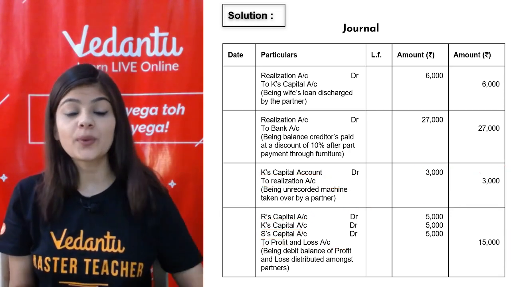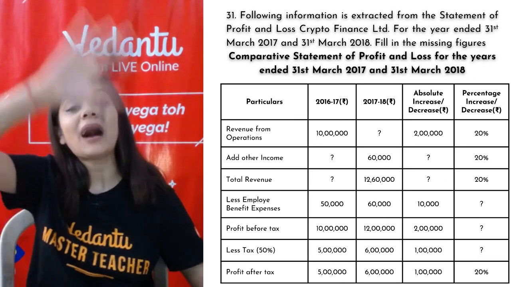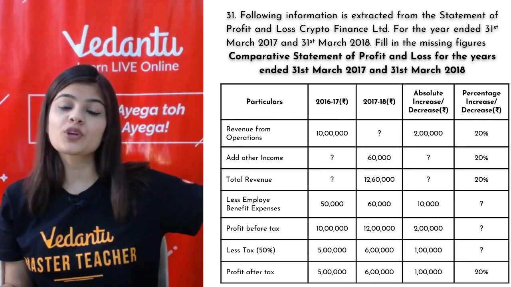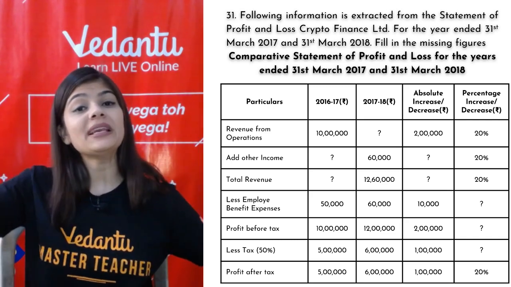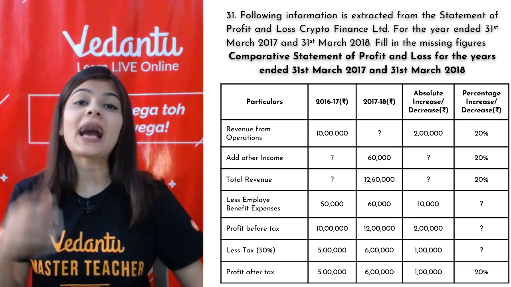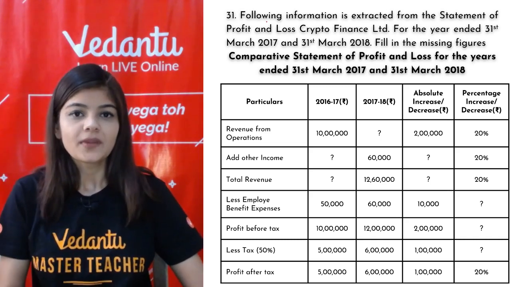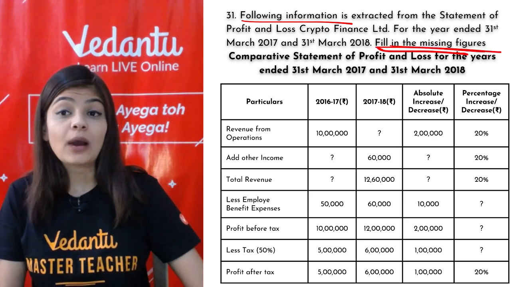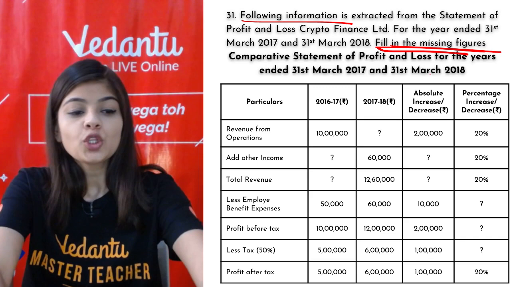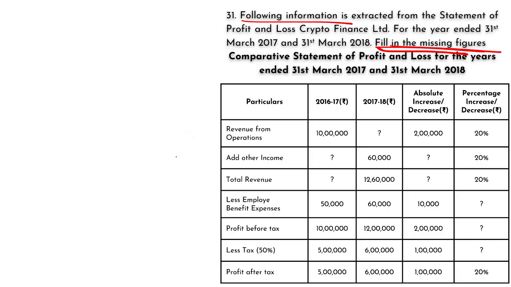So we are done with part A. Now the next question will be in part B. There will be 4 questions of 4 marks in part A, and 1 question in part B, which will be either from comparative statement or common size statement. So now the following information is given to you and you have to find out the missing figure, which is very easy. You have to use the formula only.